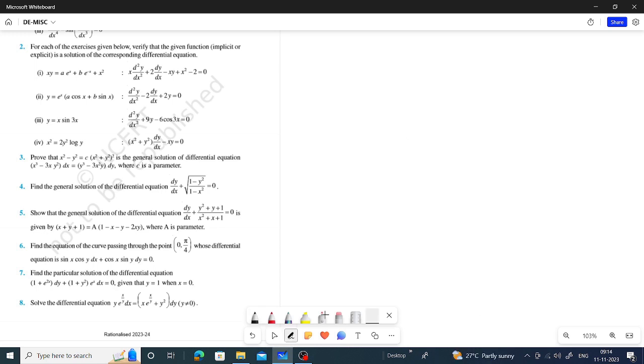Now our next question is: show that the general solution of the differential equation dy by dx plus y square plus y plus 1 by x square plus x plus 1 is equal to 0. By observing, you can find that this is also in the variable separable form. So we separate in the variable separable form. So dy by dx equal to minus of y square plus y plus 1 divided by x square plus x plus 1. So we write in this way.